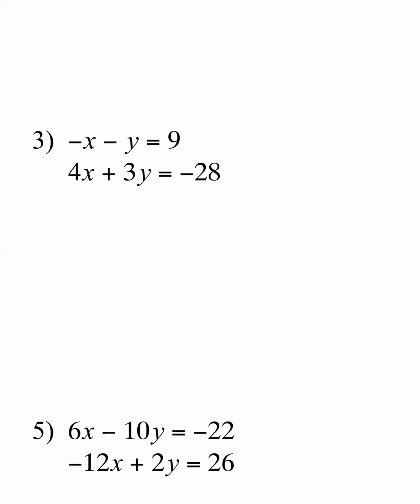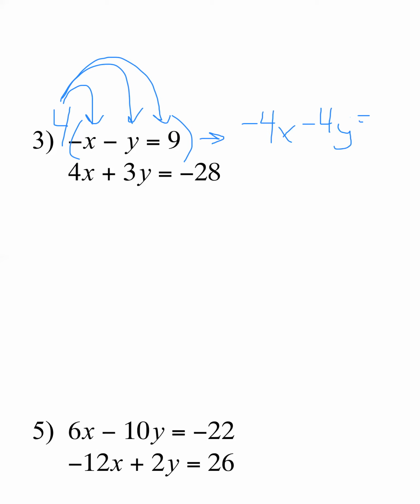I'm just going to choose the top one. Of course we're going to multiply the top one, and I'll cancel out the x's. So I'll just multiply everything by 4. So my x's are going to cancel. You're more than welcome to cancel the y's instead. Like I said, it does not matter. They're both just as easy. So it's going to give me -4x minus 4y equals 36. And then on the bottom, I'm just going to leave that one as is. 4x plus 3y equals -28.